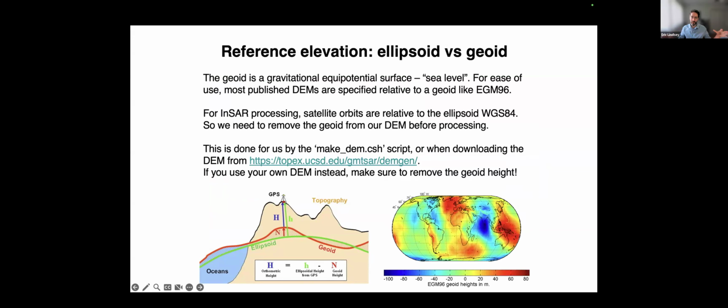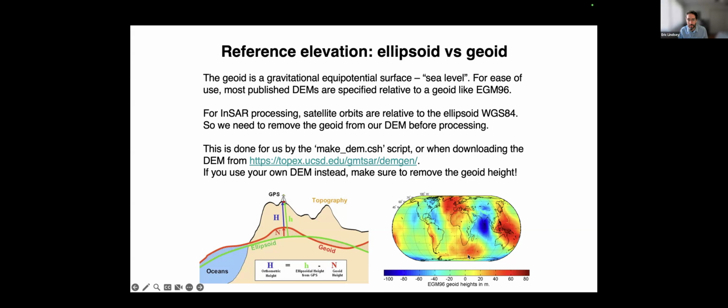So sea level follows what we call the geoid. The geoid is sort of an equipotential surface that the sea sits at. And the standard geoid that was used for SRTM is EGM 96. It kind of looks like this map. It's very slowly varying across the Earth.